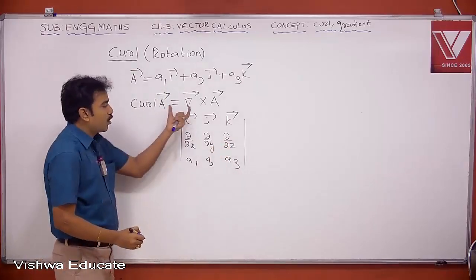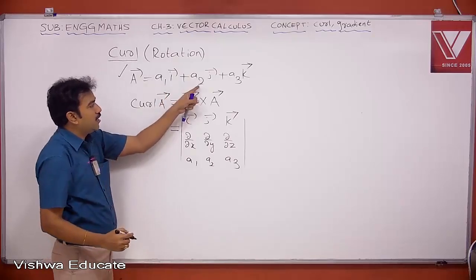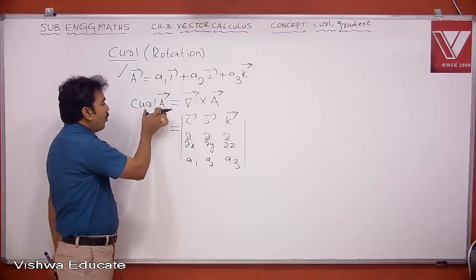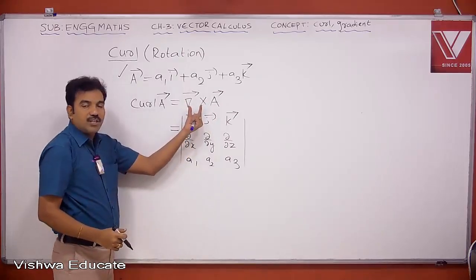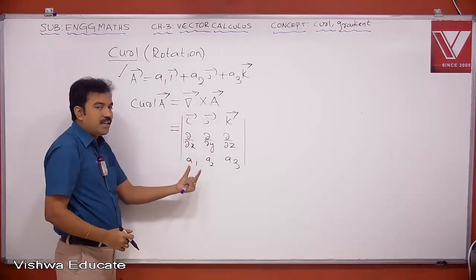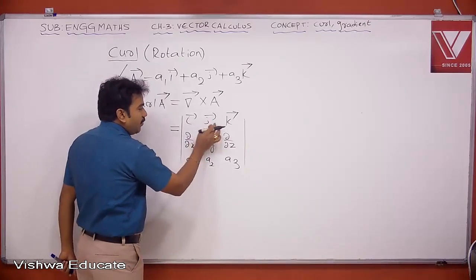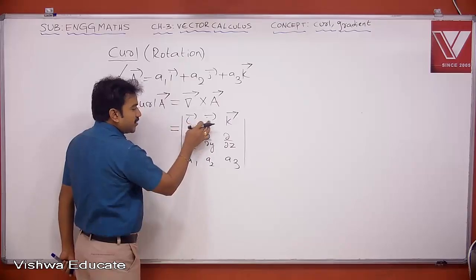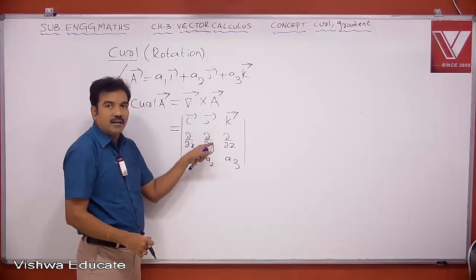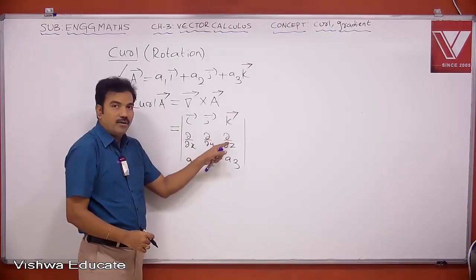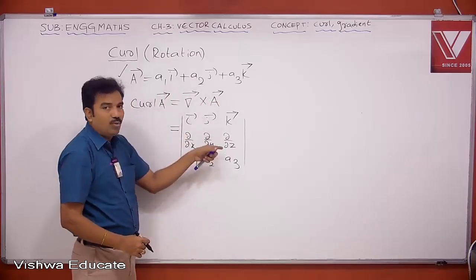So therefore, this is nothing but curl of a vector. This is my vector a bar equal to a1 i plus a2 j plus a3 k bar. Now curl a bar is nothing but del bar cross a bar. Since it is a cross product, it is nothing but a 3 by 3 matrix determinant value. So the first row is unit vectors i bar, j bar, k bar, unit vector along x-axis, along y-axis and along z-axis. The second row is components of del vector dou by dou x, dou by dou y, dou by dou z. And the third row is the components of vector a1, a2, a3.